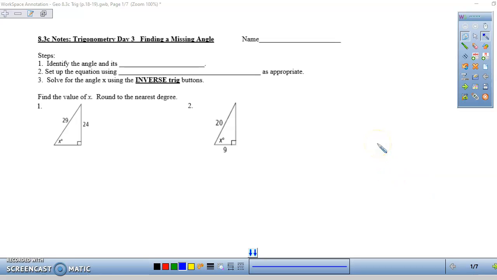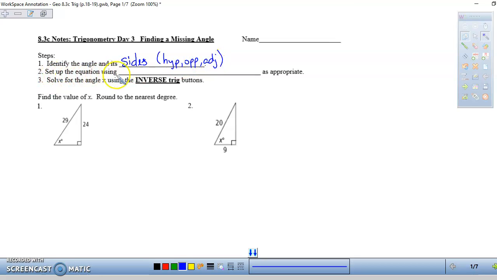Okay, so we're going to continue on with trigonometry and make this a little bit harder. Today we're going to find a missing angle instead of a missing side like we did earlier. First step, identify the angle and its sides, just like we did to solve for sides. You're going to find the hypotenuse and the opposite and adjacent. Really you want to just label the sides that have values on them to make it less confusing. So you're only going to label 2 of the 3 of these.